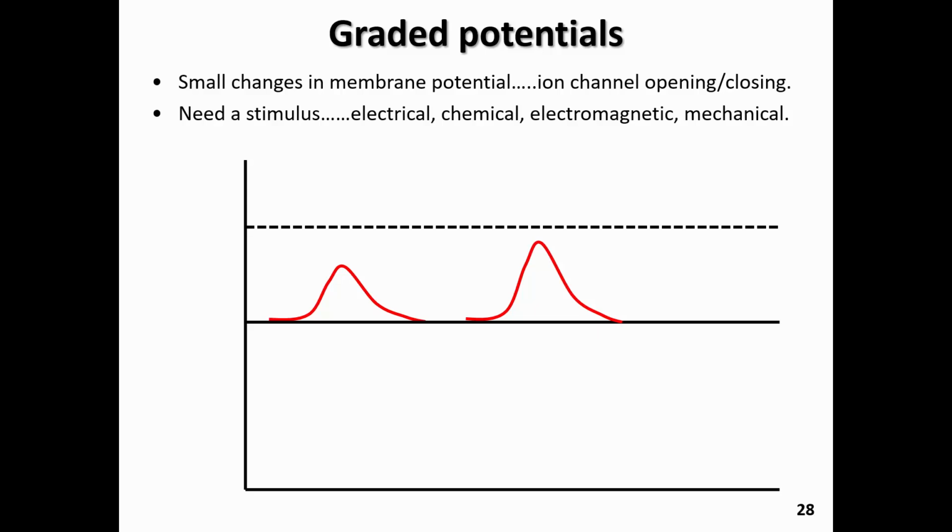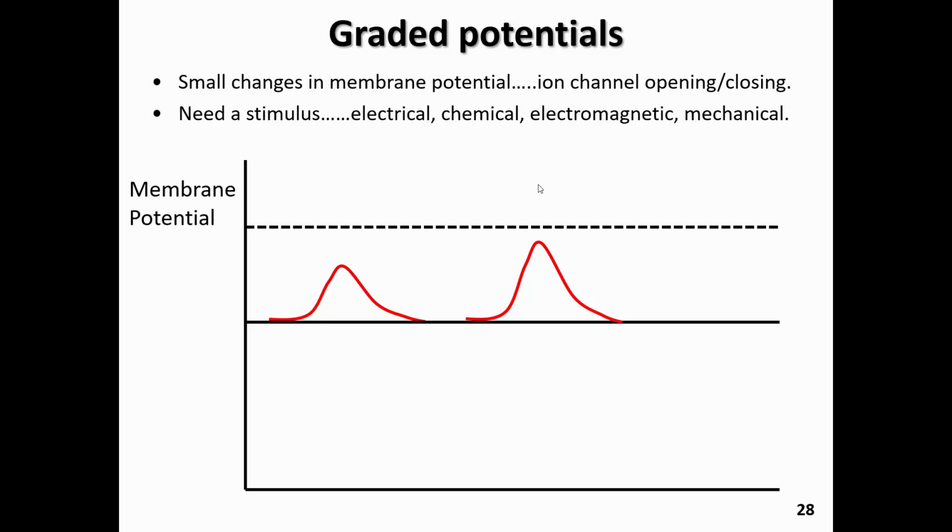Now, in order to do this, the neuron does need a stimulus. That stimulus could be in the form of an artificial electrical stimulus, a chemical stimulus in the form of a neurotransmitter, an electromagnetic stimulus such as light when it comes to the detection of vision, and mechanical, and that's the compression of the skin as an example.